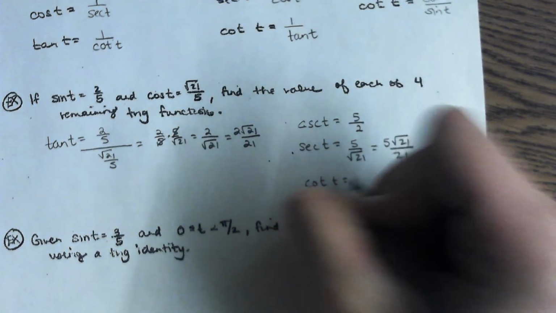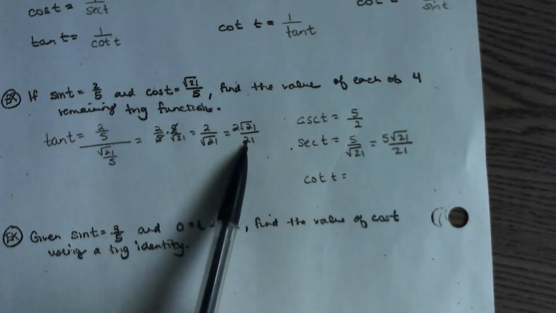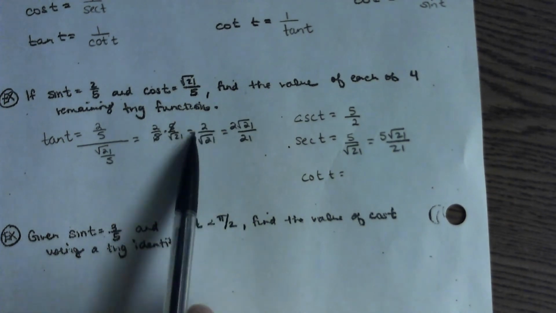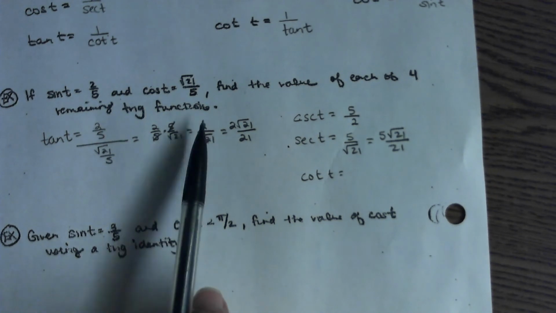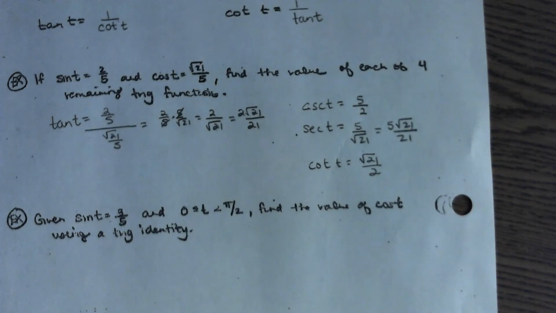And then for the cotangent, let's be smart about this. I'm not going to flip-flop this one, because prior to rationalizing, here's what the tangent equaled. And if I just flip this version and put the root 21 on top and the 2 on the bottom, I don't have to re-rationalize again.